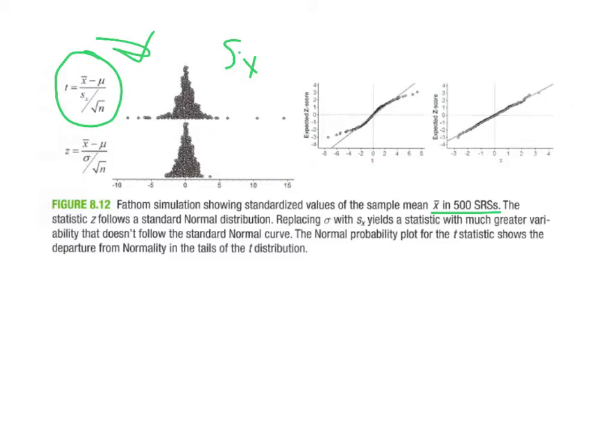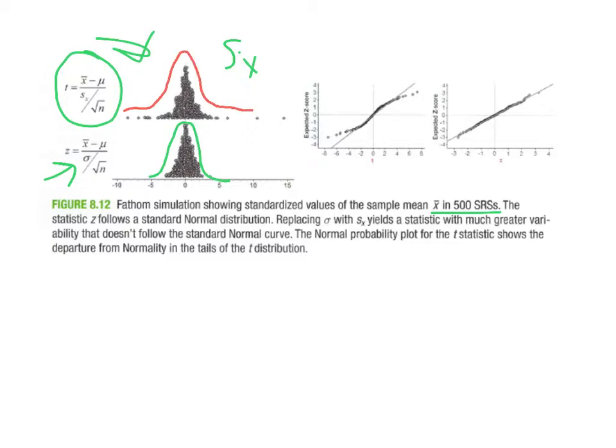Okay, so we use the standard deviation of the sample to do that. The bottom one was standardized by using the standard deviation of the population, so I get this pretty normal curve. The top one, again using the standard deviation of the statistic, still gives me a relatively normal shape in the sense that it's roughly symmetric.